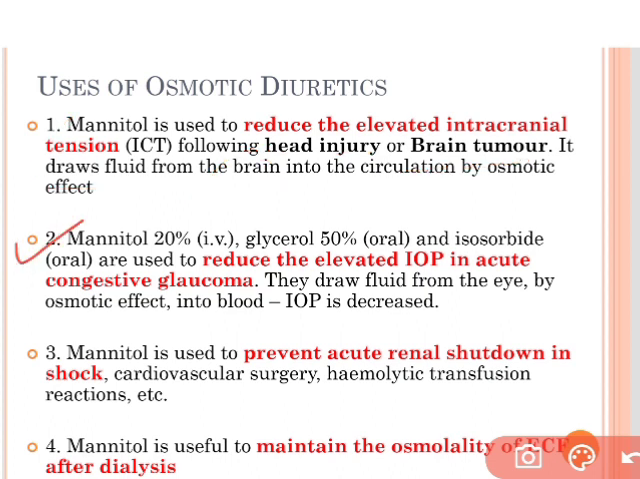Then mannitol 20%, glycerol 50% given orally, and isosorbide, also given orally, are used to reduce the elevated intraocular pressure in acute congestive glaucoma. If you want to treat acute congestive glaucoma, you have to reduce the elevated intraocular pressure. How is it reduced? They draw fluid from the eye into the blood by osmotic effect, and that's how intraocular pressure is decreased.